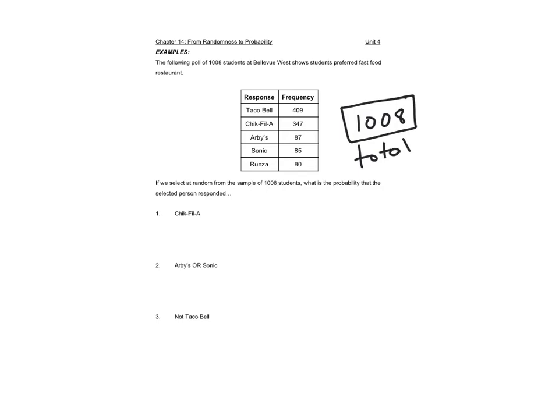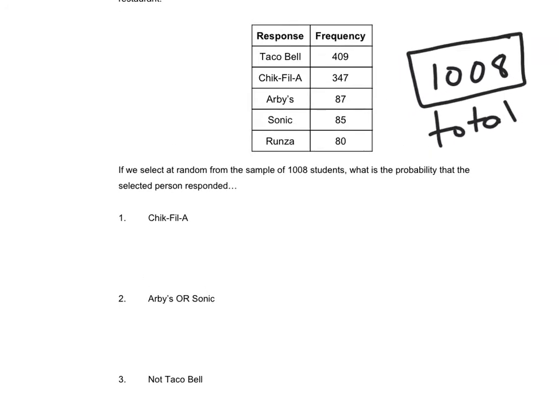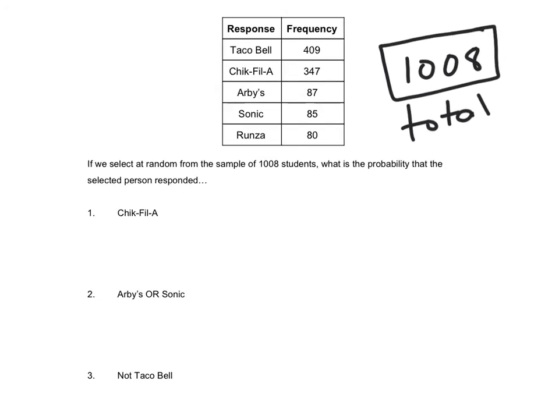I want to know, choosing at random, what's the probability that a person selected responded Chick-fil-A? How many people chose Chick-fil-A? Well, that was 347, out of 1,008 total. So that's the probability, which happens to be 0.34, which is essentially 34% of the 1,008 students selecting Chick-fil-A.